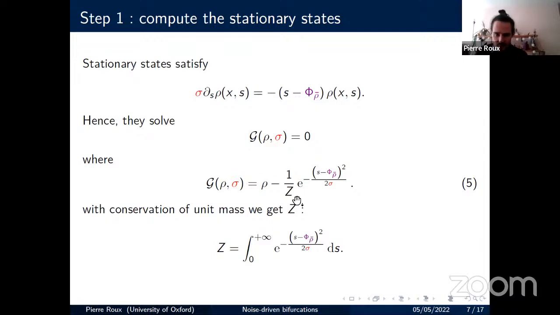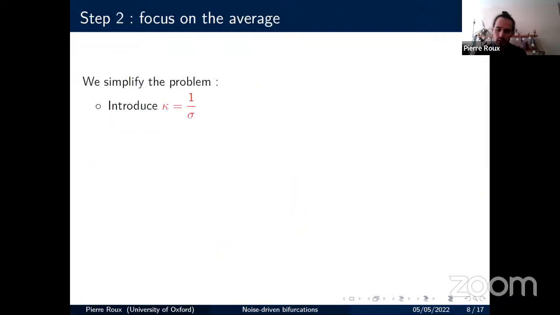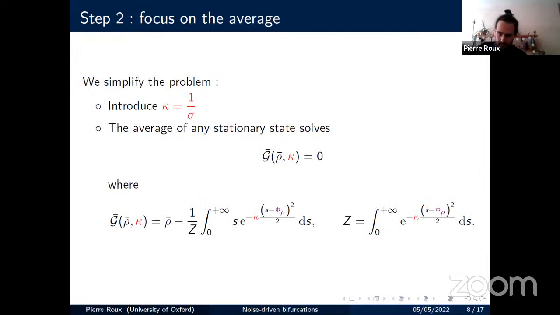And the problem is that it's still a little bit difficult because you have two variables, S and X. So you can simplify it by averaging this functional, because you can see that this phi rho bar depends only on the average rho bar. So if you integrate, you multiply by S and integrate, you get a fixed point only in terms of one variable X. So let's introduce for convenience this k pi equals 1 over sigma. It's to avoid nasty derivatives of the type 1 over sigma squared. And write this fixed point functional for the average of the stationary state.